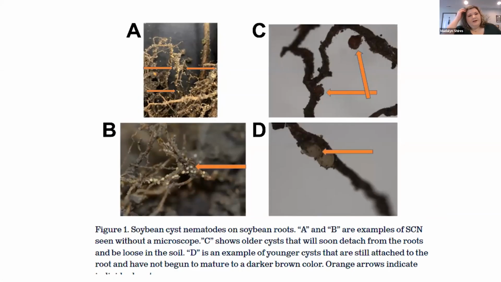This figure here is from a publication that we put out last fall. A indicates tons and tons of those little golden cysts on the roots. B is a closer up, so you can see just how many cysts can be stacked on a single soybean root. C is a zoomed-in picture of individual cysts, and D is also the same.